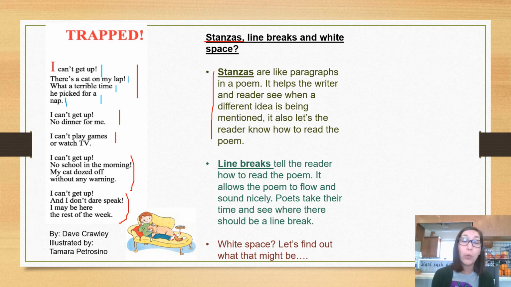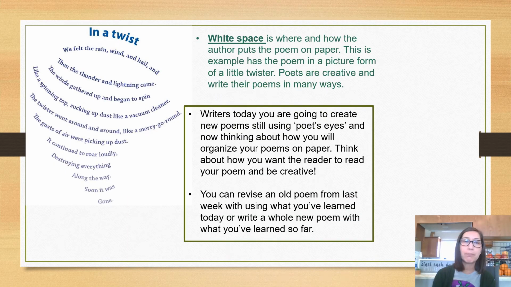Lastly, we talk about white space. Let's find out what that might be. White space. Oh wow. Oh my goodness. Okay. Look at this poem to the side. It's called In a Twist. There's something special about this poem. So what is white space? White space is where and how the author puts the poem on paper. This example has the poem in a picture form of a little twister.